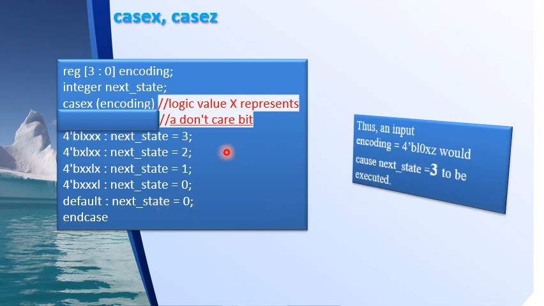So there is a 1 in the most significant bit for the first case alternative. Then only this will be executed, and hence the next state would be equal to 3.